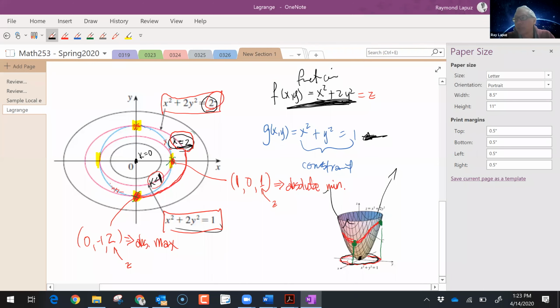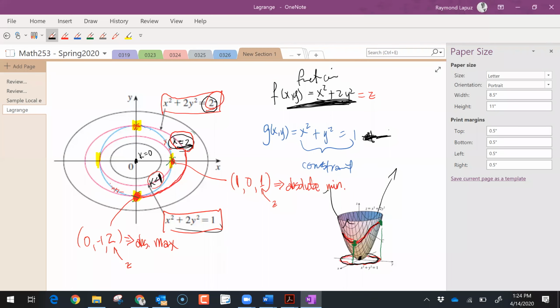Circle on the XY plane, but then it gets projected on the surface, and then it goes up and down along the surface. And so I'm looking for the absolute max and min of the function given the constraint. I'm only constraining myself to that one curve. In this case, it's a circle. And then I'm trying to find the maximums and minimums there. Okay? All right. Cool.